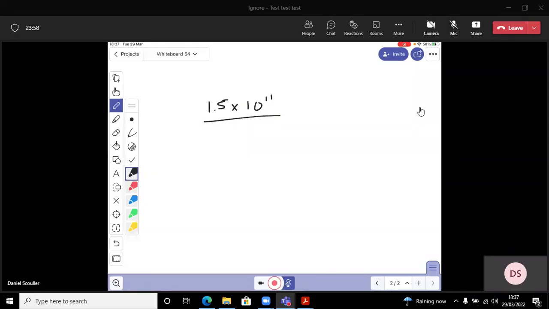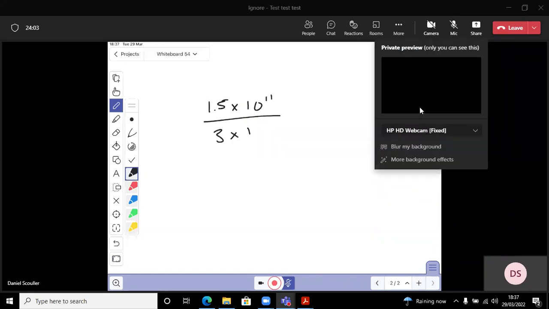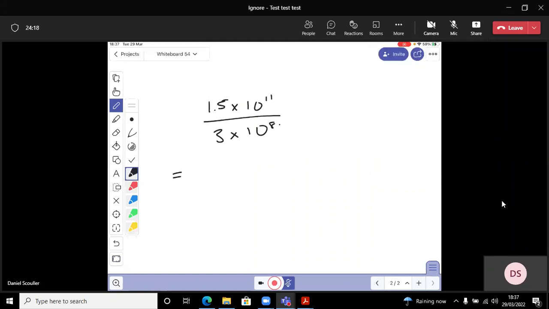Okay, the equation would be 1.5 divided by the 3. Now this is a calculator question, so we can put that in our calculator. 1.5, the times 10 to button is down the bottom in the middle for me. So times 10 to the 11 divided by 3 times 10 to the 8, giving us 500.